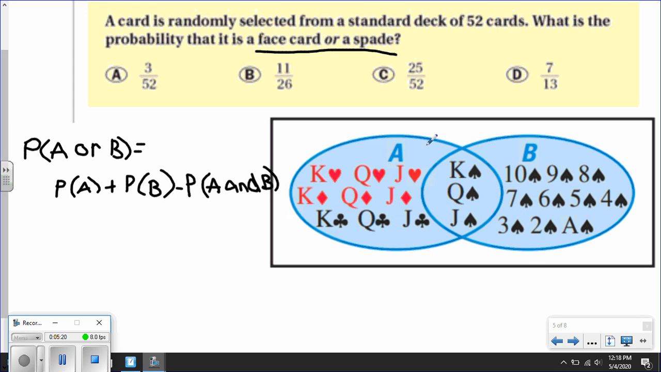All right, so what is the probability of event A occurring? So we're just going to count how many cards are face cards. 1, 2, 3, 4, 5, 6, 7, 8, 9, 10, 11, 12. So we have 12 out of 52 plus the probability of a spade, and if you count all those up, there's 13 spades. And minus that overlapping event, and there are 3 cards that are both face cards and spades. So 3 over 52.